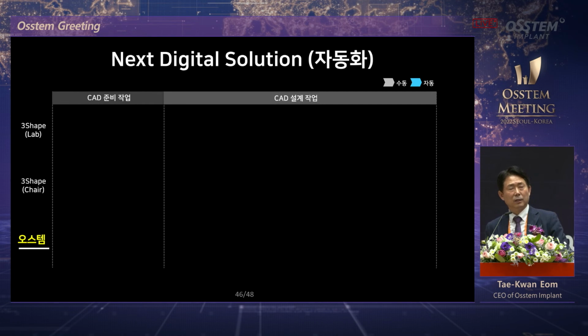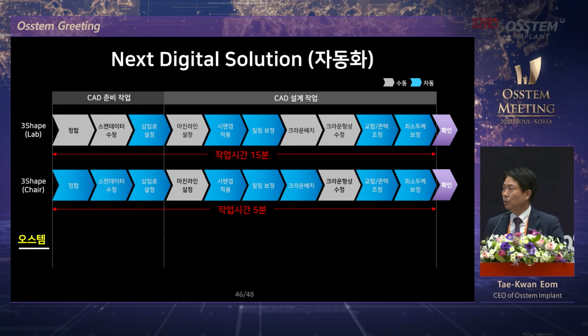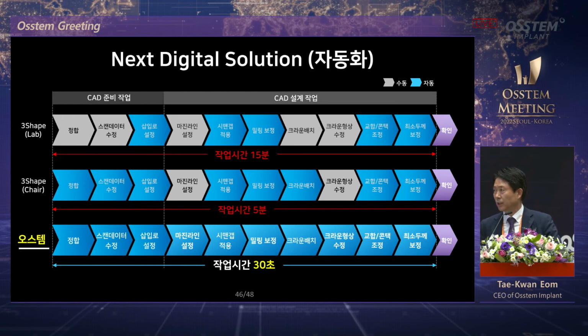Over time, 3Shape is more advanced. So white means labor work. The blue ones automated. So it takes about 15 minutes. But on the chair side, it can be done in 5 minutes. Whereas the top one at the lab, it can be finished in 15 minutes. But Osstem aims to finish it within 30 seconds.